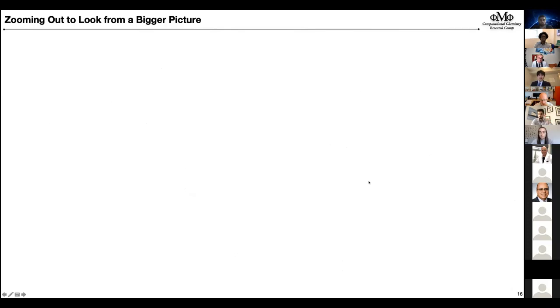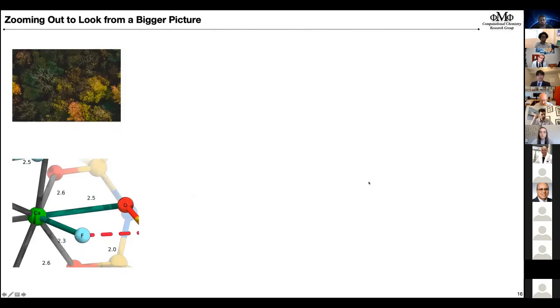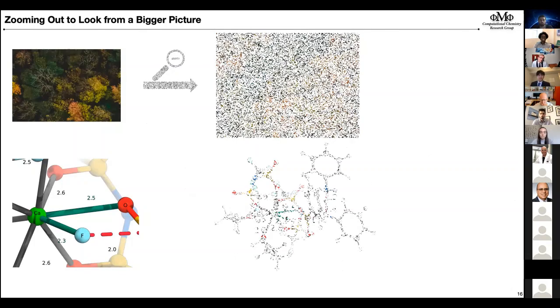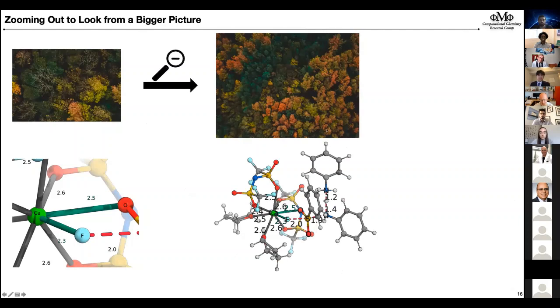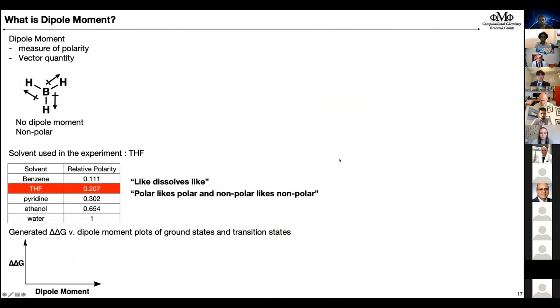So we analyzed the transition states at an atomic level. We decided to zoom out and look at the forest instead of the trees and examine the transition states from a bigger picture. A parameter that we use to see the transition state from a larger picture is the dipole moment of the entire complex. Well, what is dipole moment? It's a measure of polarity, and it's a vector quantity. Examining the dipole moment of this boron trihydride molecule, it's completely nonpolar because the vectors all cancel out.